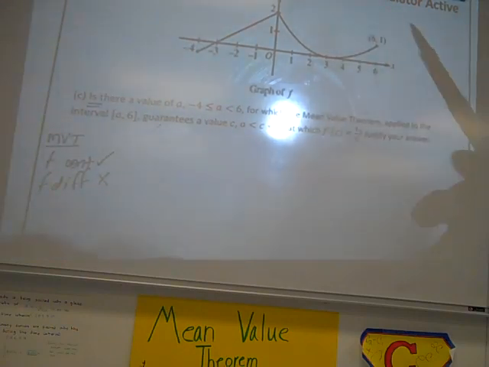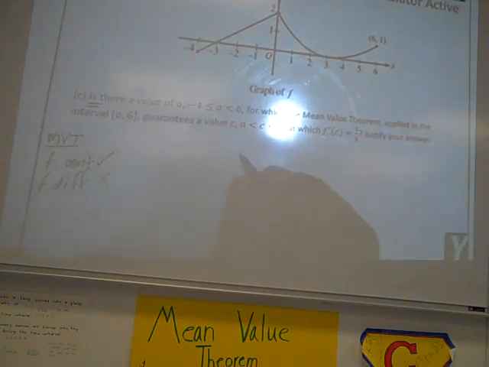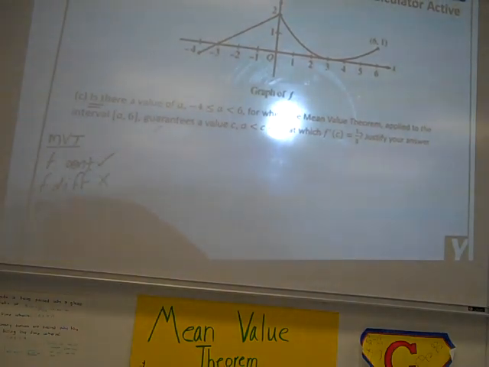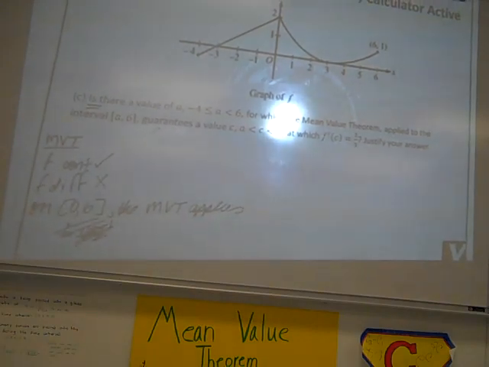So let's see, if I'm going to have a slope of 1/3, is there a value of a such that that's true? Well, what I know is on the interval 0, 6, the mean value theorem does apply. What I know is on the interval 0 to 6, the mean value theorem applies. Done. That's what I know.